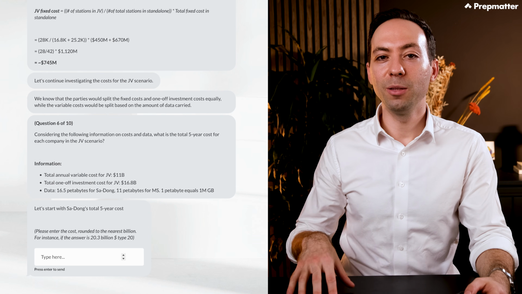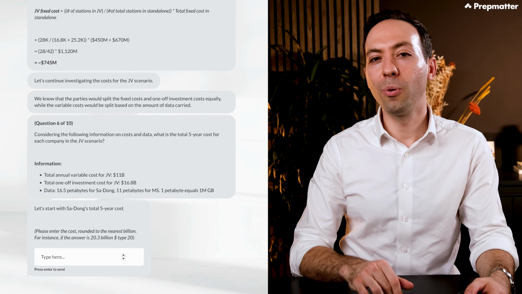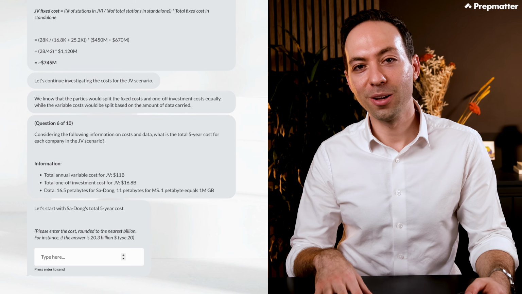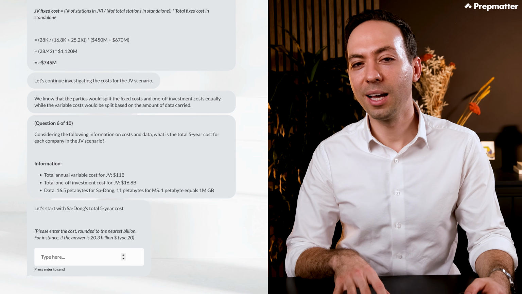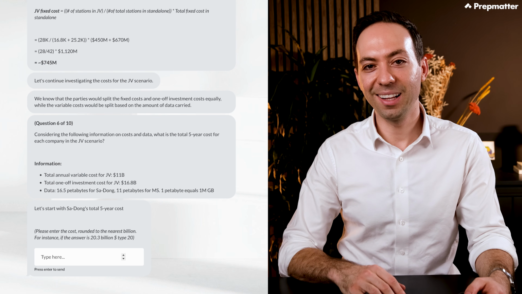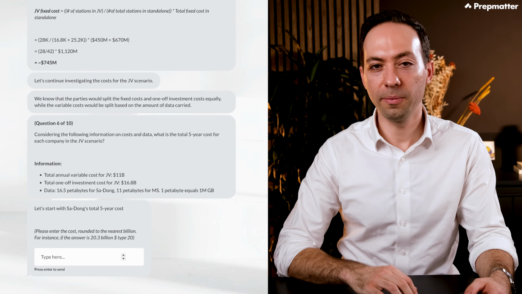Investment cost is 8.4 billion. 5-year fixed cost is 1.8625 billion. And 5-year variable cost is 33 billion. So the total comes down to $43.2625 billion. Let's read the instructions to make sure we don't make a mistake here.